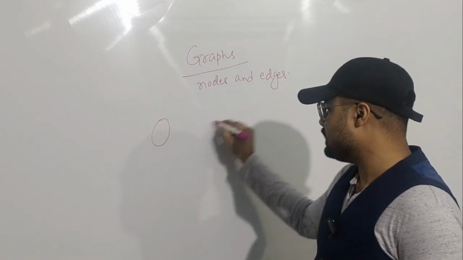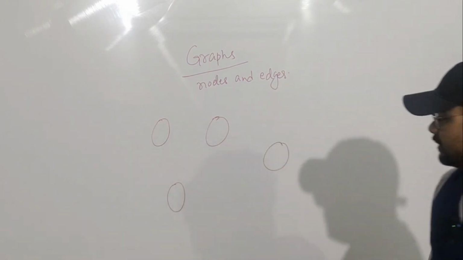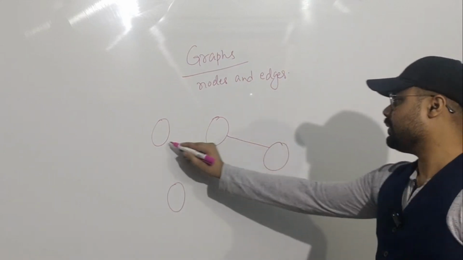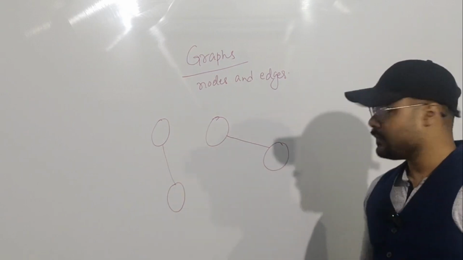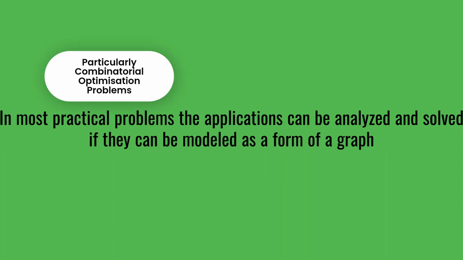That is, these are nodes, and some of the nodes may be connected, maybe this and this are connected. Then this is one graph. This node and this node are not connected. Real world entities are translated into graphs.